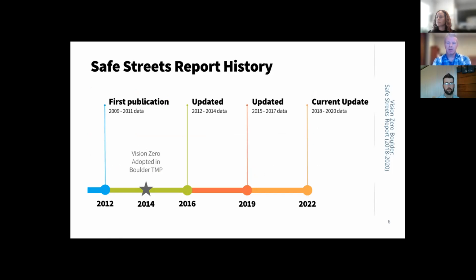As I mentioned earlier, this is the 4th edition of the report looking at 2018 through 2020 crash data. And you can see that Vision Zero was adopted in the city of Boulder in 2014 with our transportation master plan.